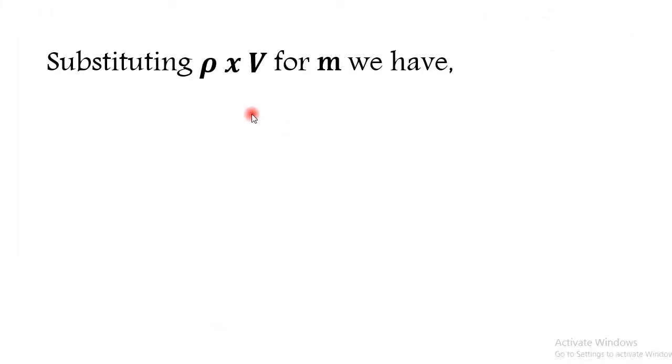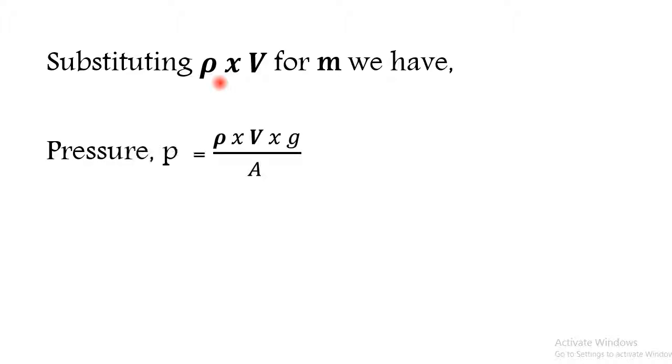So substituting density times volume, ρV, for m. Instead of mass, we put ρ times V in the formula, and we are going to have a formula like this. The mass goes, because originally we had m times g, so m has been replaced by density times volume.